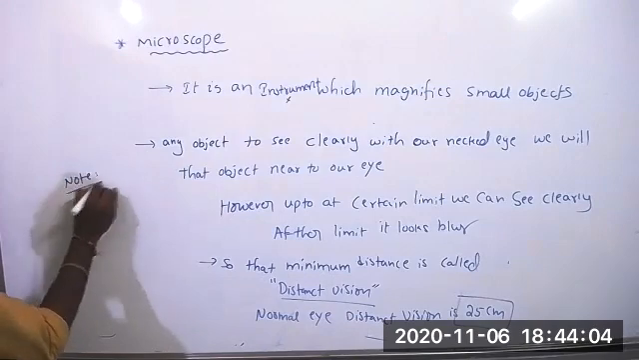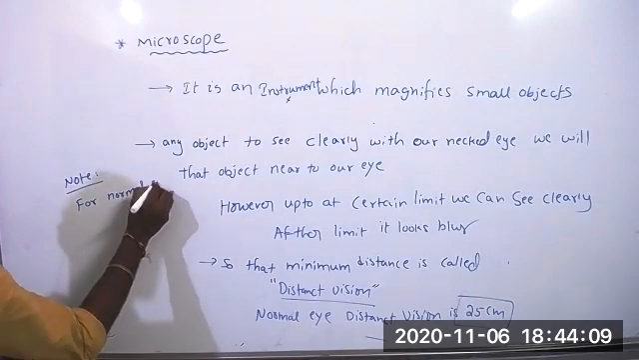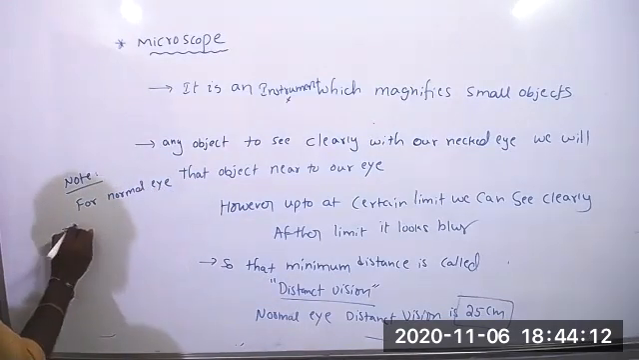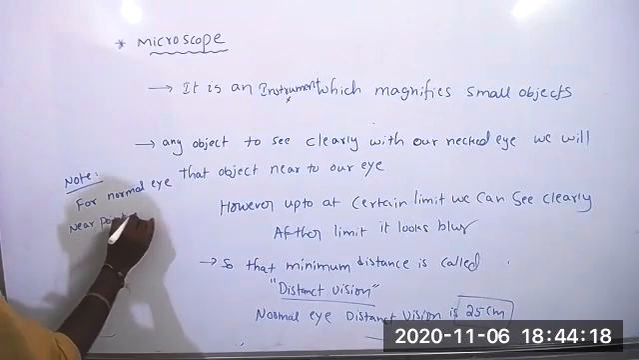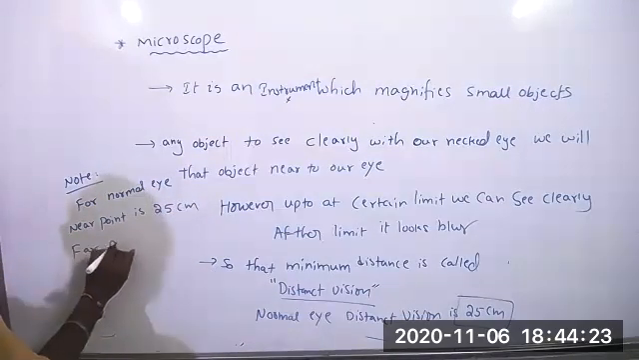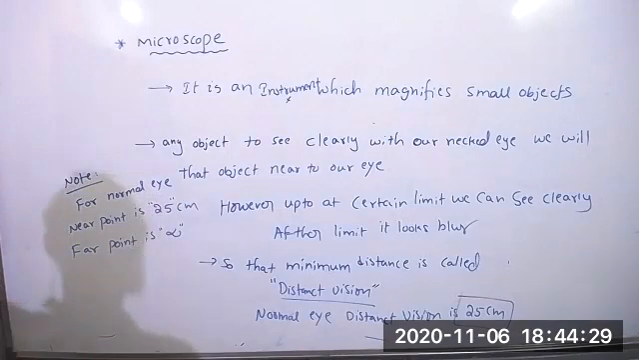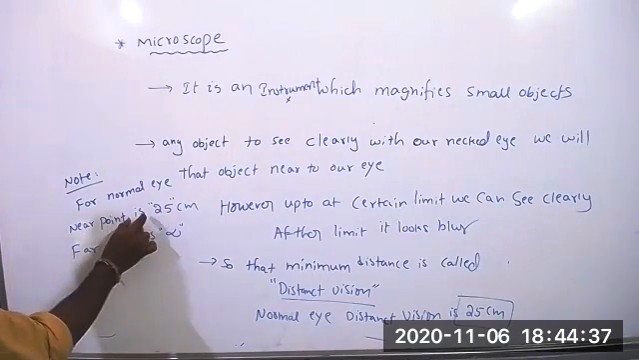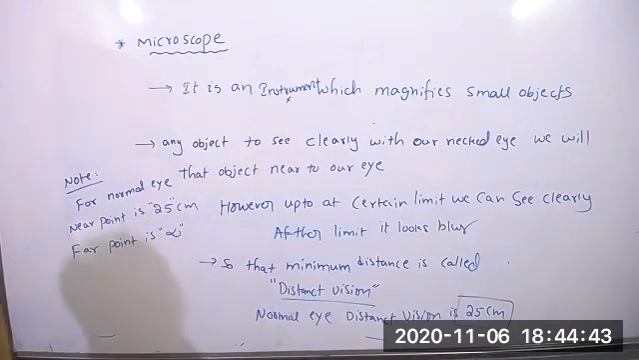Note: for a normal eye, near point is 25 centimeters. Far point is infinity. You can see very clearly up to 25 centimeters. After that, you can't see clearly.